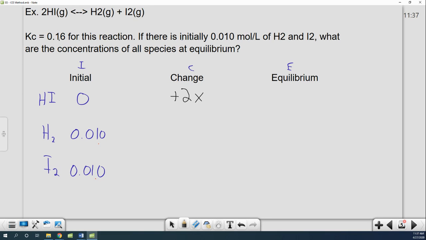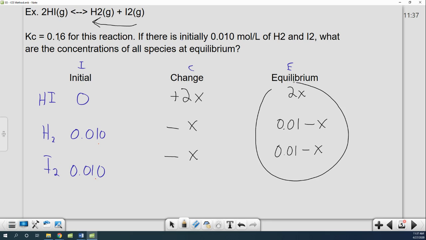Which means if I'm creating reactants in this case, if this reaction is going in that direction, then I'm going to be using up my hydrogen and using up my iodine. So at equilibrium, I would have, well, 0 plus 2x is just 2x. I would have 0.01 minus x and 0.01 minus x. Now I look at these equilibrium numbers, and this puts me in a real good mood. Not because the math is easy, but because it's easier than it could be.